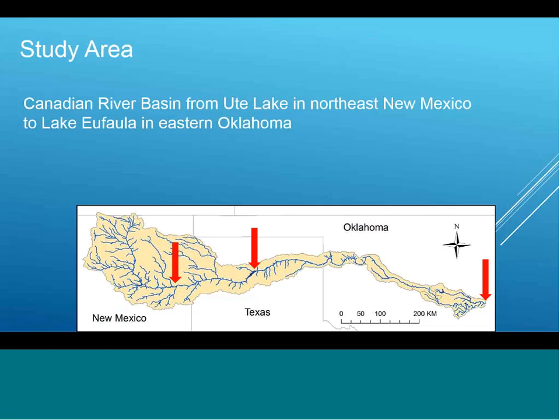As a bit of background, we're looking at the Canadian River Basin, but at a specific portion. We have from Ute Lake in New Mexico down to Lake Eufaula in Oklahoma, with Lake Meredith splitting this up into two main fragments over in Texas. This area is known for being one of the remaining areas where some of these species, including the Arkansas River shiner, are still found, and therefore it makes an interesting ecological case study. Next slide, please.